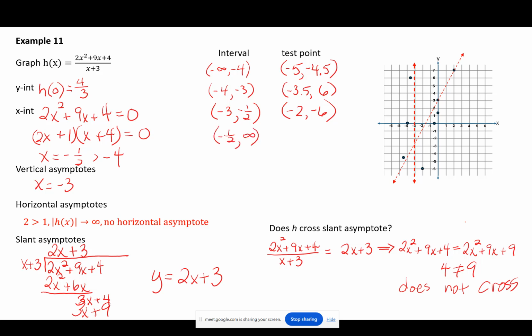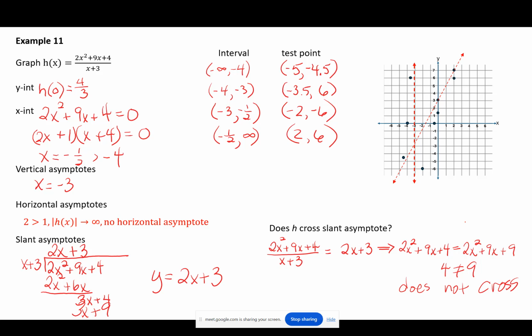As we go from -1/2 up to infinity, that's our next interval. -1/2 is a 0, and we're going up to infinity. We can try 0 for x, that's the easiest thing, but actually it looks like I'm trying 2. If we put in 2 for our x, we get 6. So that's positive. Sorry, from -1/2 to infinity, the function is positive.